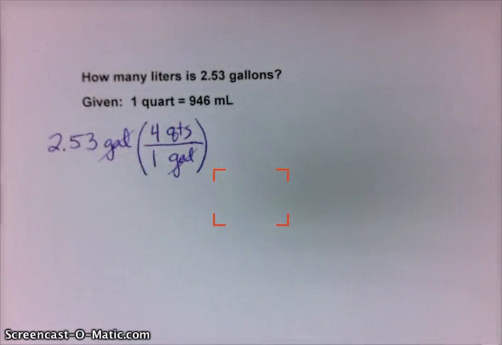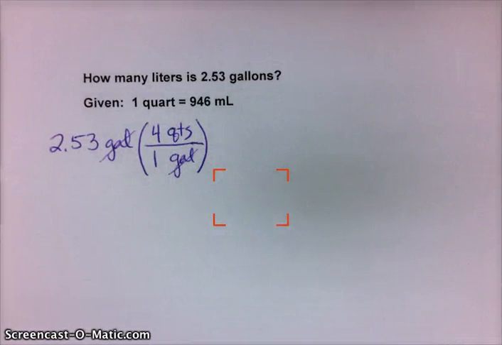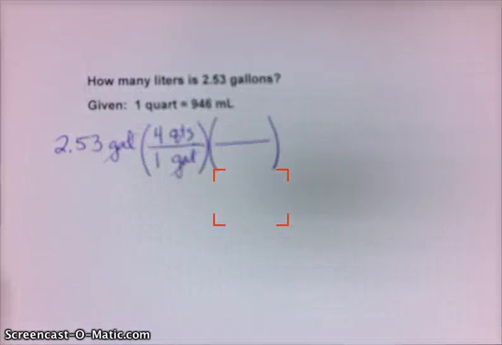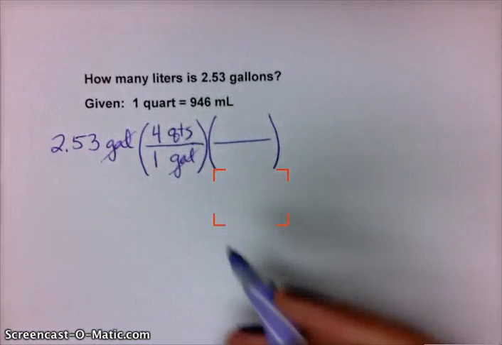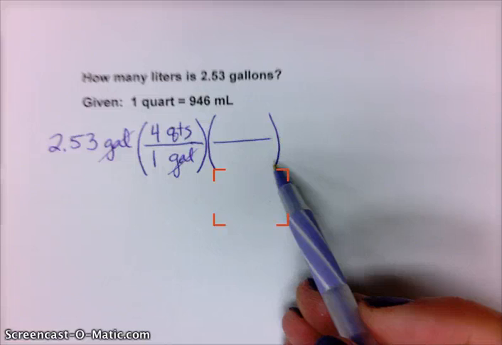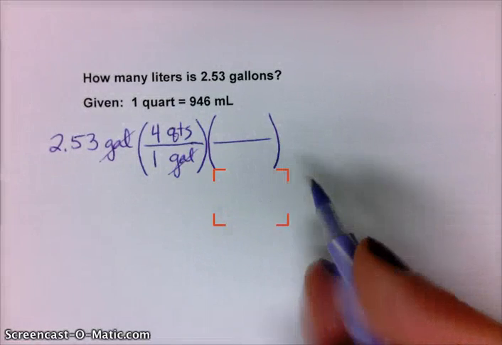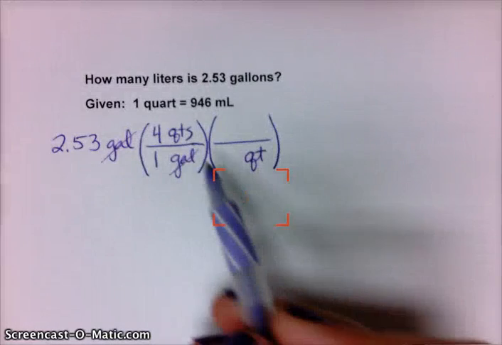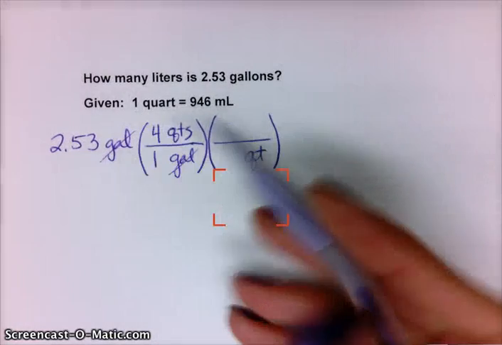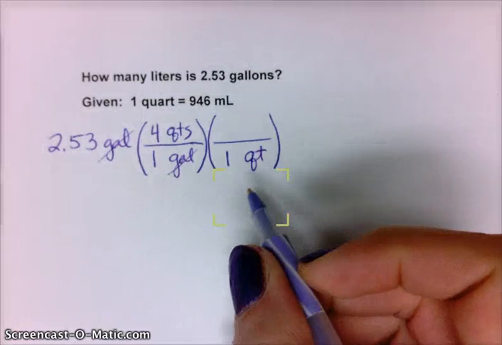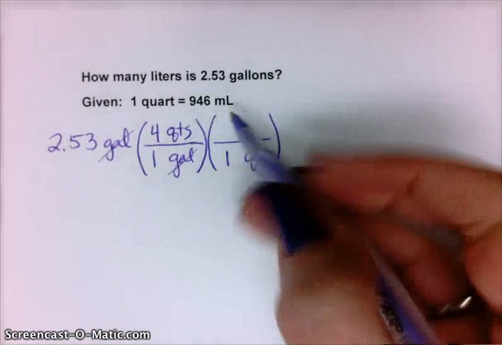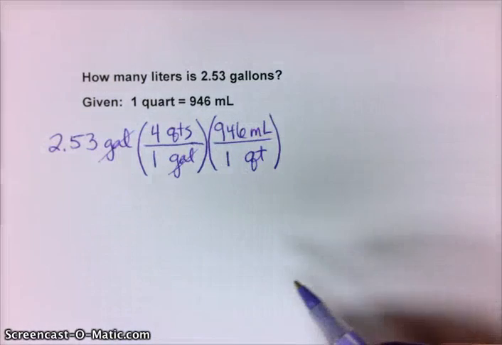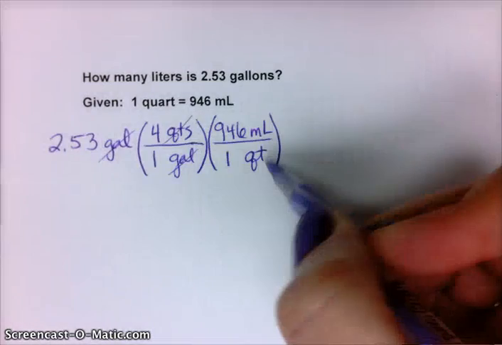Now that we have our quarts, we can use the given conversion factor where the quart is equal to 946 milliliters. Now because quarts is on top, what has to go on the bottom? You're correct if you said quart. And how many quarts? Well, the conversion factor says that it's 1. So 1 quart is on the bottom. The 946 milliliters is on top. This allows the quarts to cancel out.